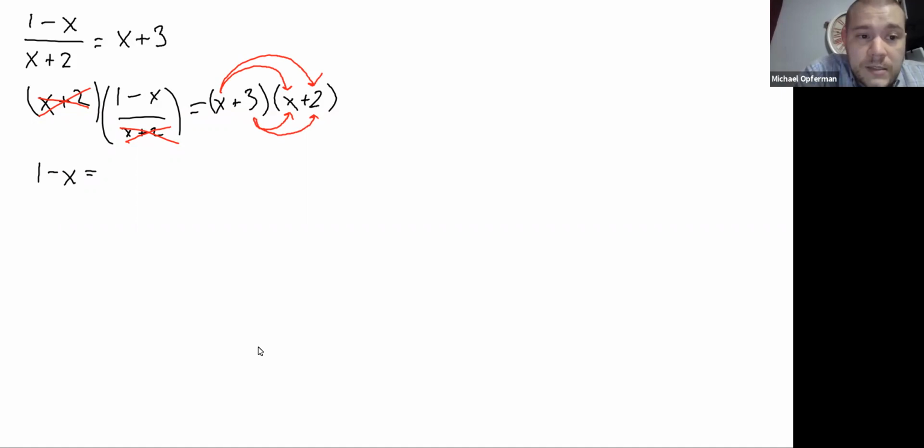So x times x is x squared. x times 2 is 2x. Then 3 times x is 3x. Then 3 times 2 is 6. So there's my cleaned up equation that has no fractions. Let me simplify a little bit. First, let's combine these two terms: 3x plus 2x is 5x.